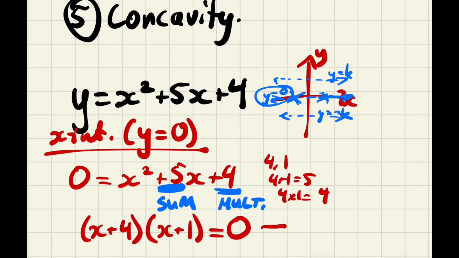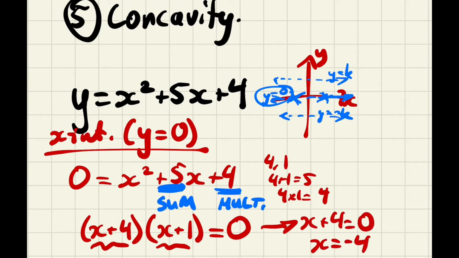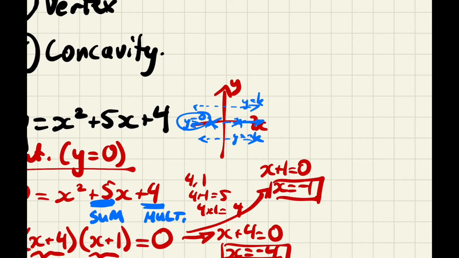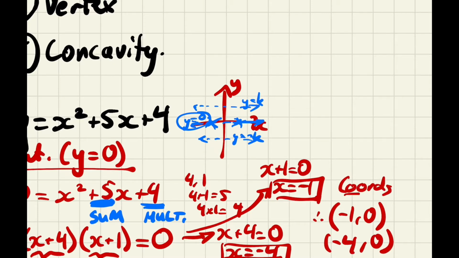From there, we can solve each of the expressions in the brackets by equating them to 0. So x plus 4 is equal to 0, so x is equal to minus 4. And x plus 1 is equal to 0, so x is equal to minus 1. And those are our x-intercepts. So we should conclude by saying x-intercepts are negative 1, 0 and negative 4, 0. We should always write them as a set of coordinates. Excellent. Those are our x-intercepts.